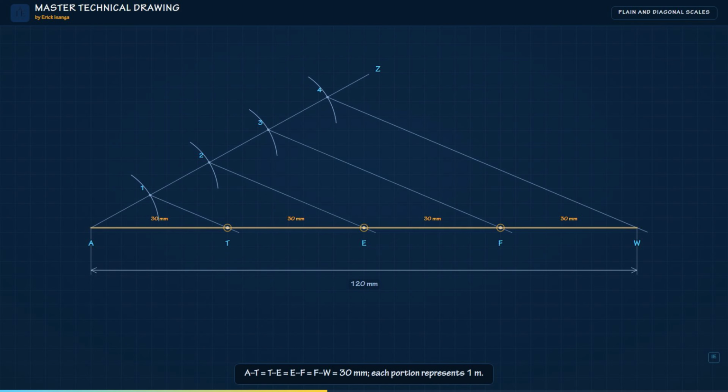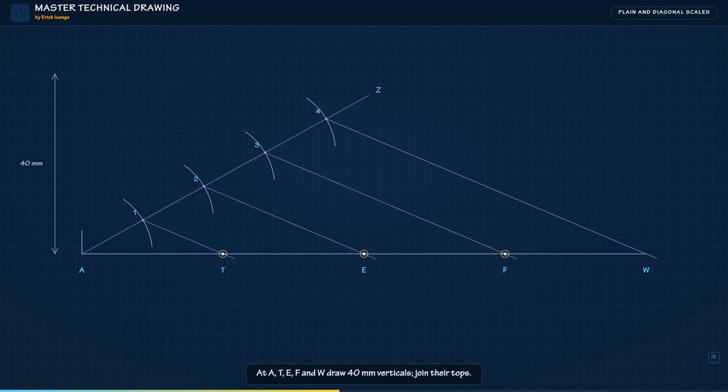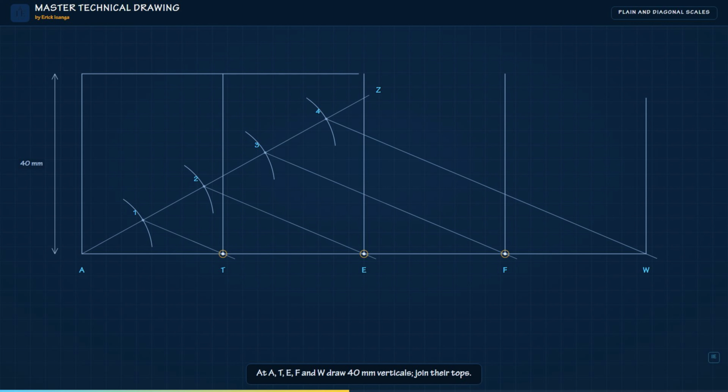The baseline is now divided into 4 equal portions. Each portion is 30 millimeters long and represents 1 meter. At each division point, draw a perpendicular 40 millimeters high, and join their upper ends. The height is chosen only for clear presentation and does not affect the measurement. Point T is the common zero. Main units are read from T towards the right, and smaller units from T towards the left.